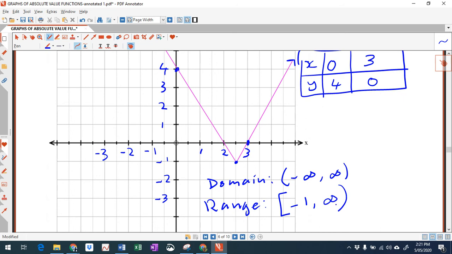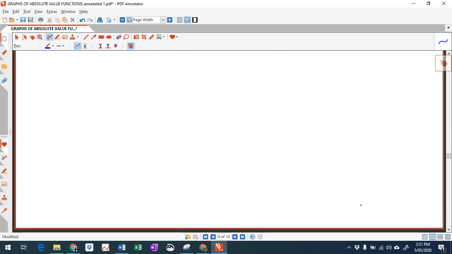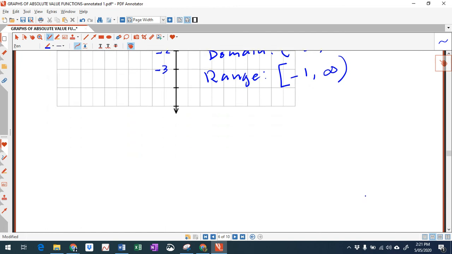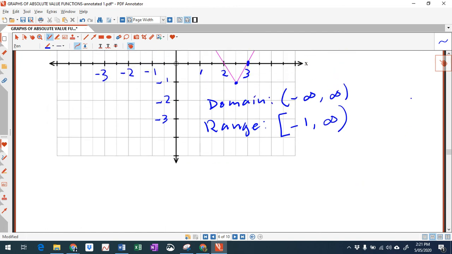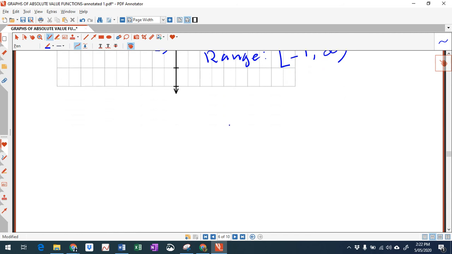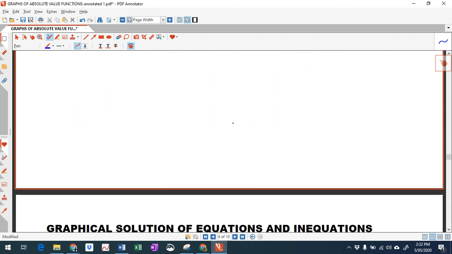Okay. So that's the quick way of doing absolute value functions. And that way you can quickly determine the domain and the range. Okay, now that'll be the end of that video, and then we'll move on to the graphical solution of equations and inequations.